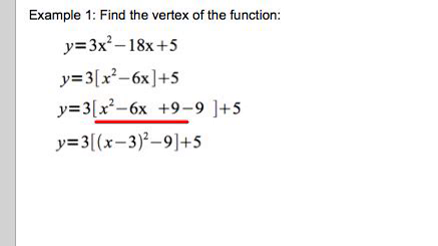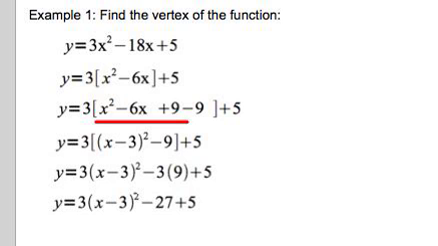The next step is to distribute the 3 through the brackets. So we multiply 3 by the two terms inside the brackets. Just a quick note here, we cannot distribute the 3 into the brackets here on the last line because x minus 3 is squared. Remember that exponents come before multiplication, so we just leave the 3 as a factor in front of the x minus 3 all squared. And then we distribute the 3 to the negative 9. Negative 9 times 3 works out to negative 27. Add negative 27 and 5 and we get negative 22.